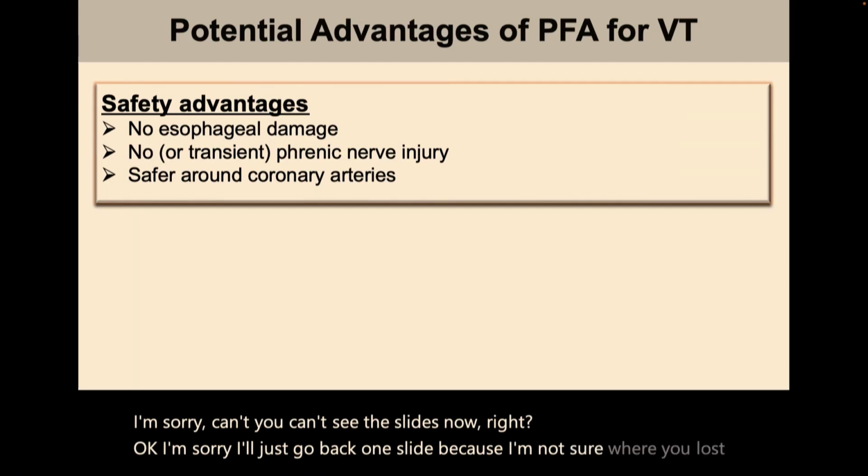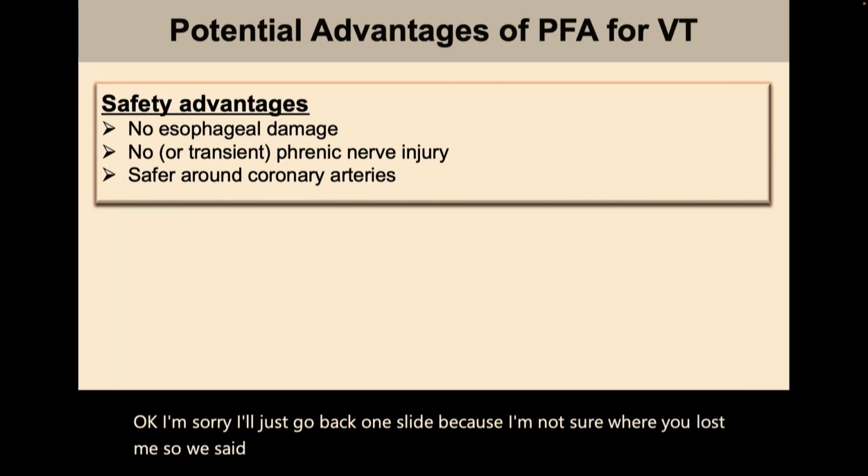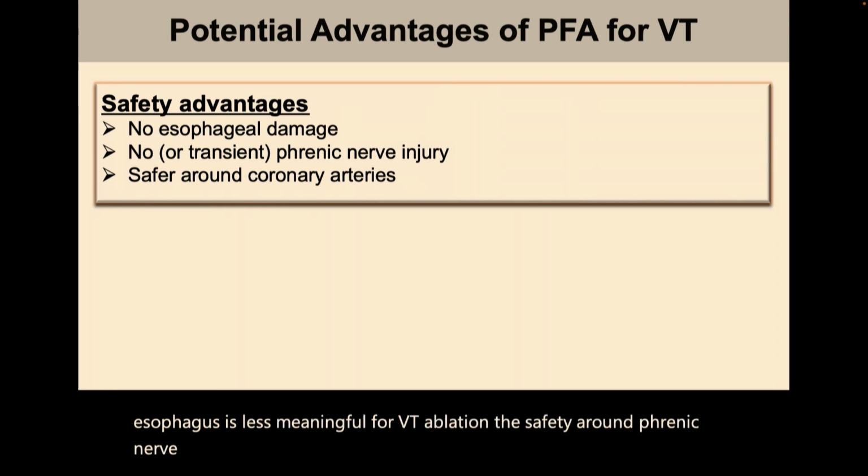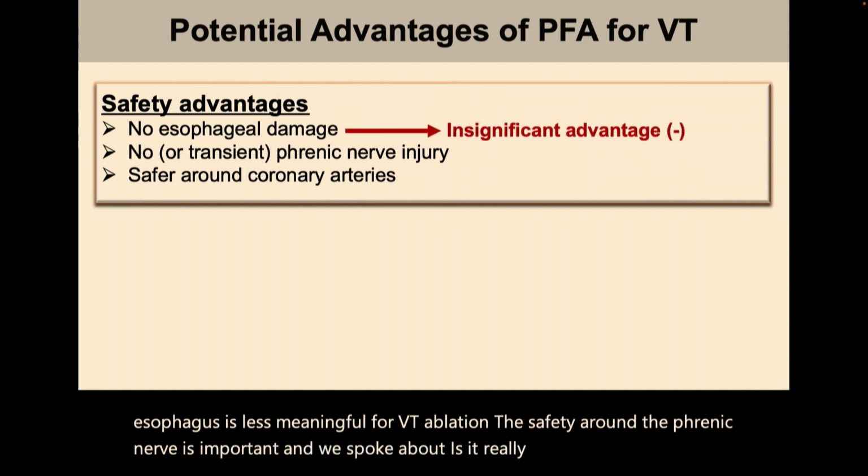I'll just go back one slide because I'm not sure where you lost me. So we said that from the safety standpoint, the safety around the esophagus is less meaningful for VT ablation. The safety around the phrenic nerve is important. And we spoke about, is PFA really safer around coronary arteries?